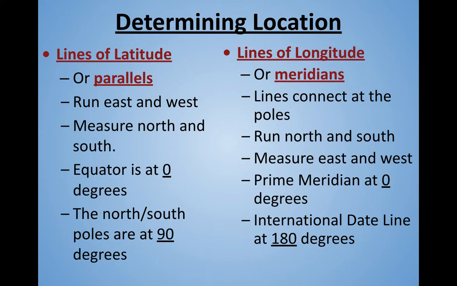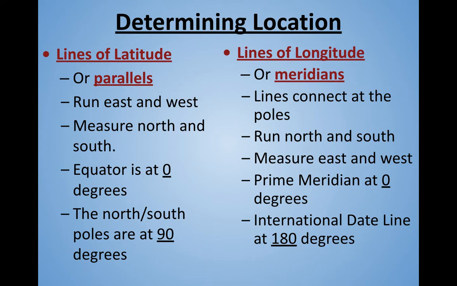The lines of longitude are also known as meridians. The prime meridian is the one in the middle, the one that in general we declare as the middle. These are lines that connect at the poles. Where lines of latitude never meet each other, all the lines of longitude meet each other at the poles. So they run north-south, but they measure east-west.